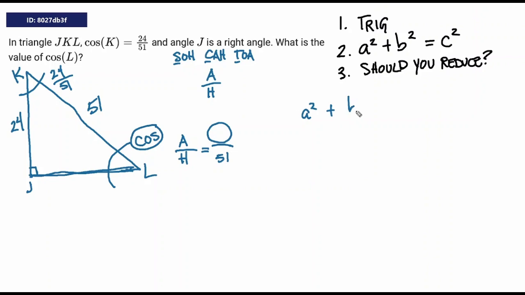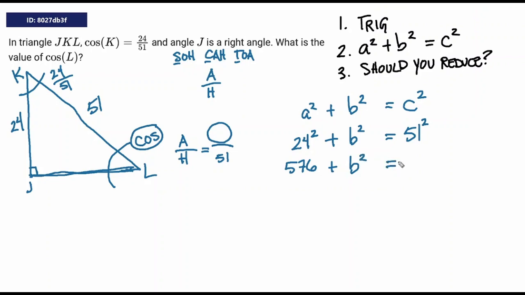It's just a slog. You write down the Pythagorean Theorem, and you say, okay, we're going to make the a squared side 24 squared. We'll make this the b squared side. We don't know anything about it. And then the c squared side is 51 squared. All right, 24 squared. What's that? That's 576. Still don't know anything about this b side. But we do know that we can square 51. We're going to get 2,601.